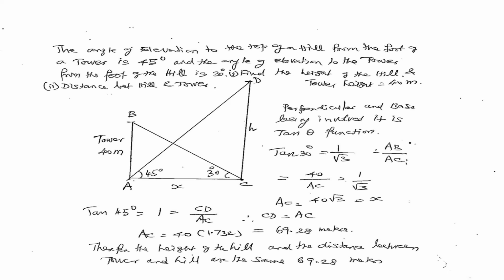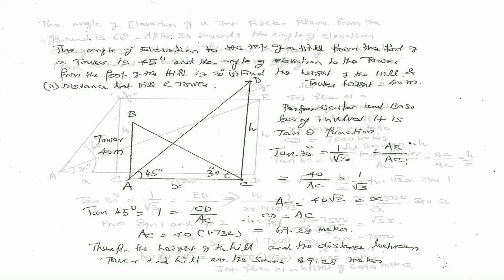Tan theta, tan 30, is equal to 1 by root 3, which is equal to AB by AC. Therefore, 40 by AC is equal to 1 by root 3. AC is equal to 40 root 3, which is equal to x. Tan 45 is equal to 1. Therefore, CD by AC is equal to 1. Therefore, CD is equal to AC. AC is equal to 40 root 3. That is 40 multiplied by 1.732, which is equal to 69.28 meters. Therefore, the height of the hill and the distance between the tower and hill are the same, at 69.28 meters.